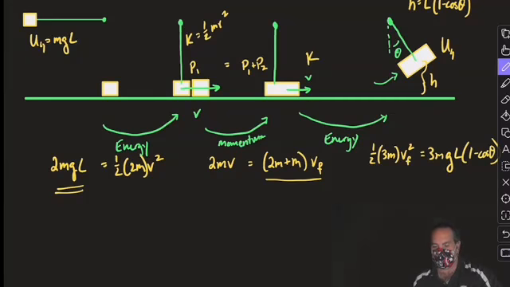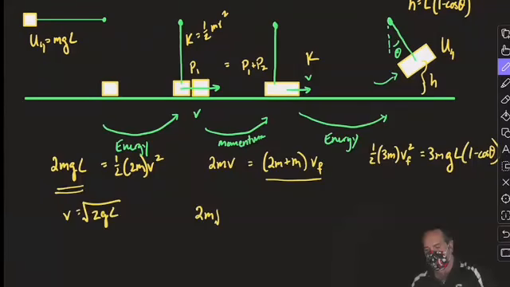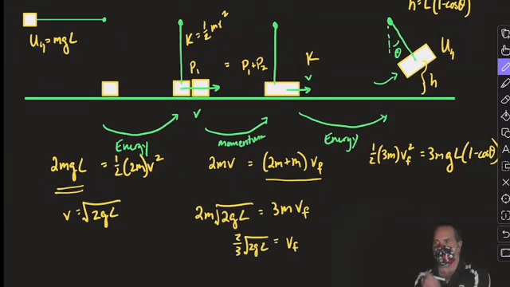Cancel out the 2m's, which is going to give me a velocity equal to the square root of 2gl, which becomes the velocity here, 2m times the square root of 2gl equals 3m vf. The m's cancel, but it does tell me that the final velocity is going to be equal to 2/3 the original velocity. Now, the reason it's 2/3 is because the box that had the original amount of momentum was heavier. Because it was heavier, it carries more of the momentum through the problem.